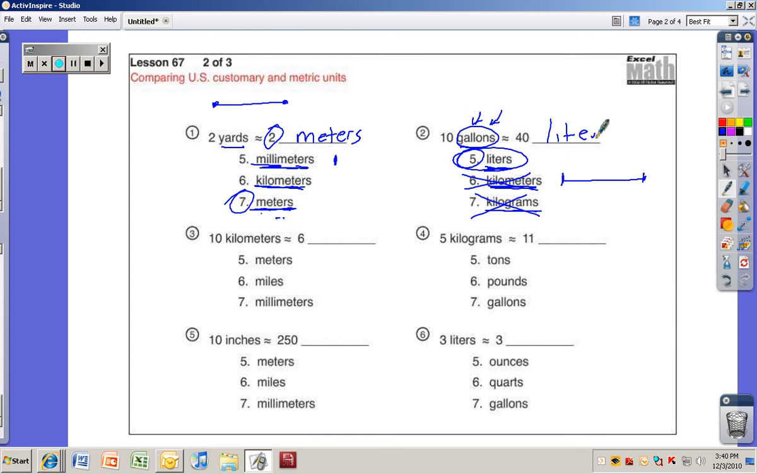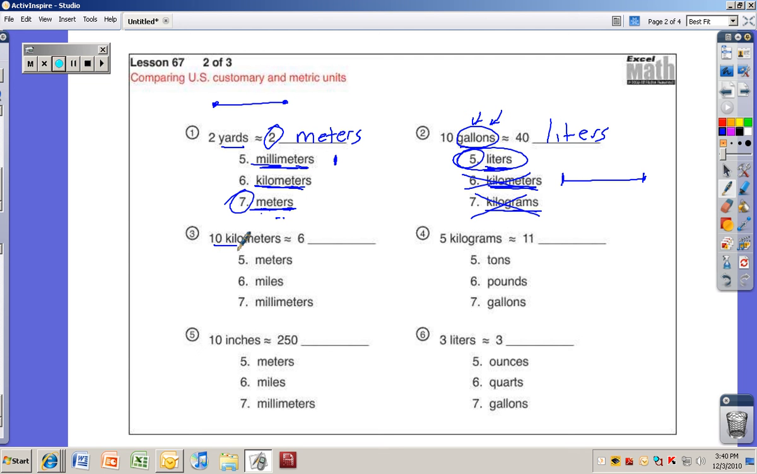What do you guys think? Is that right? Should we let them do numbers 3 through 6 now? Okay, they think you guys should do 3 through 6. So go ahead and do numbers 3 through 6, and then pause the video until you're ready to see the answer.